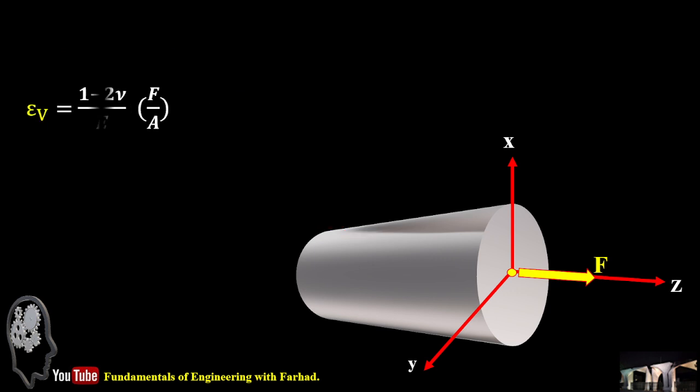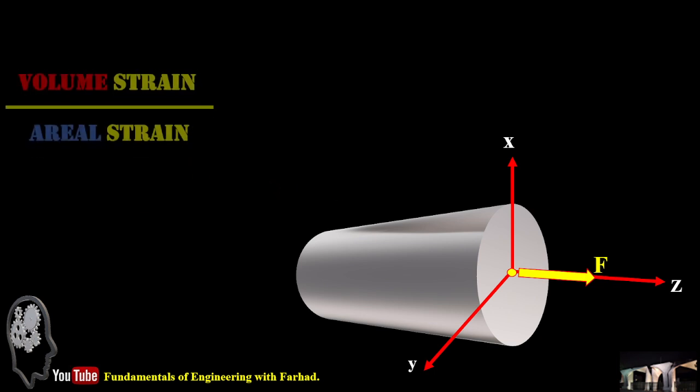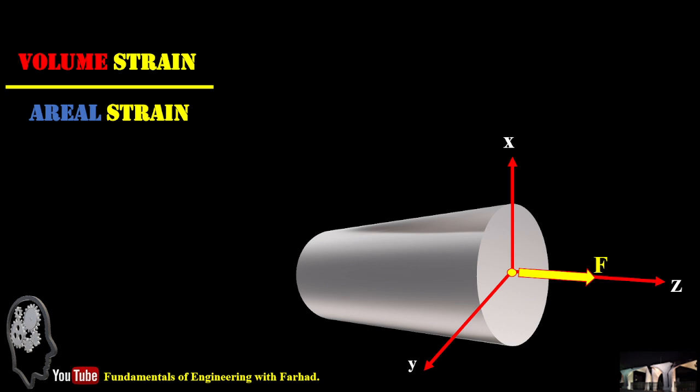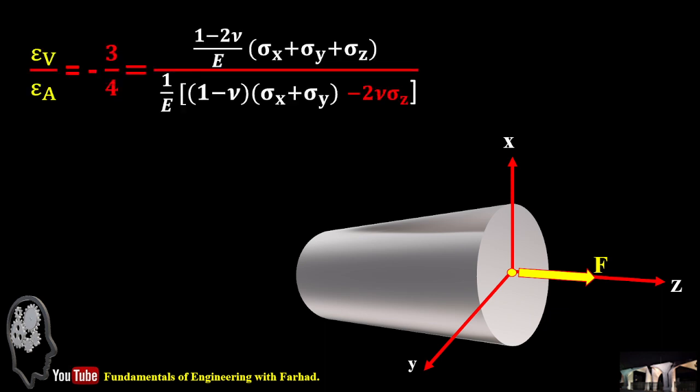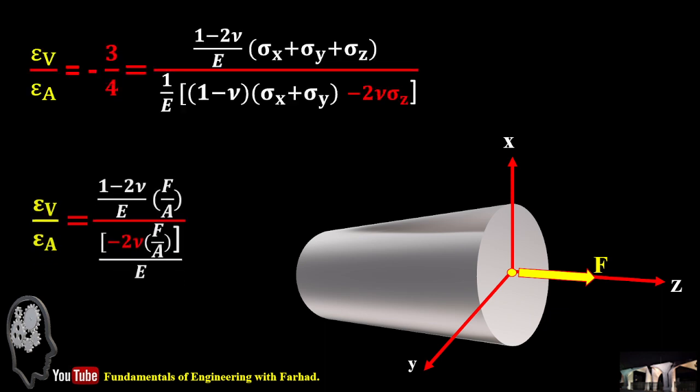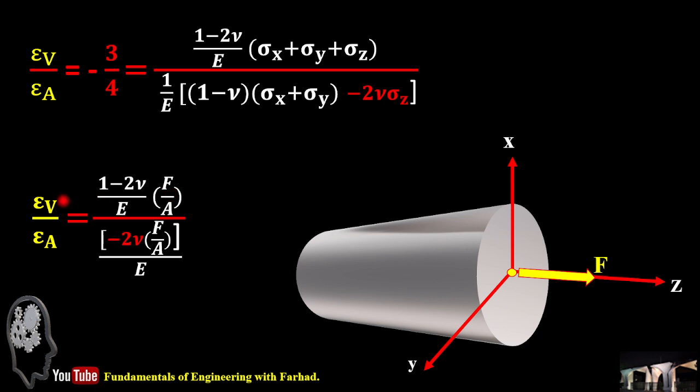So by having the ratio of epsilon, if we rearrange the epsilon V and epsilon A, volumetric strain and areal strain, we reach these two equations. Then, dividing these two equations, epsilon V over epsilon A, volume strain over the areal strain, we can simplify those two equations and reach this part, epsilon V over epsilon A.